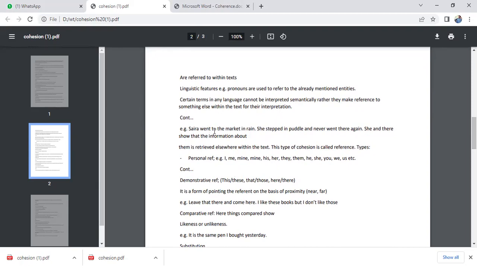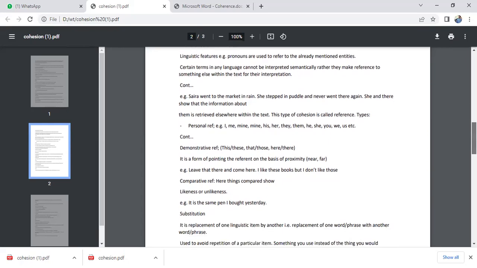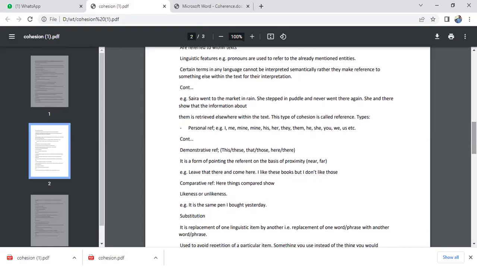Saira went to the market in rain. She stepped in a puddle and never went there again. She, like over here, again and again, the word she is repeatedly used. Here it is repetition also. And she is actually the pronoun used which refers back to Saira. So now it is a signal that gives you the clue that the idea in the sentence is also about Saira.